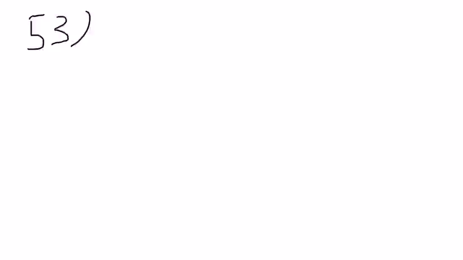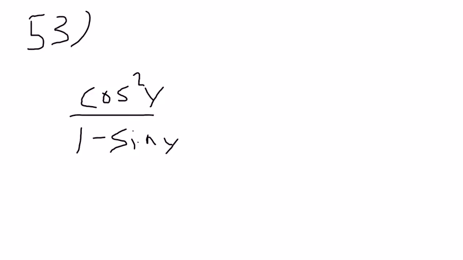This is number 53. You have cosine squared y over 1 minus sine y. Okay, on top, cosine squared y, we're going to want to see if we can use Pythagorean's identity to turn it into something that looks like the bottom.